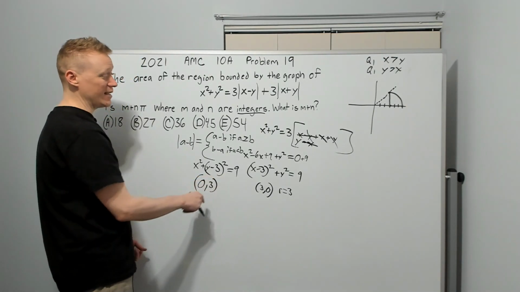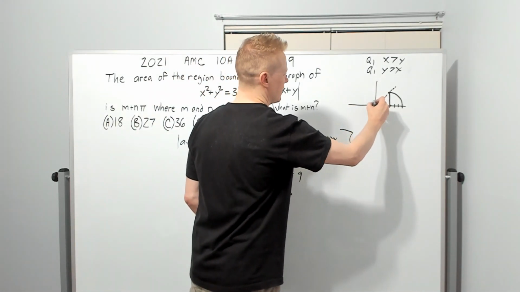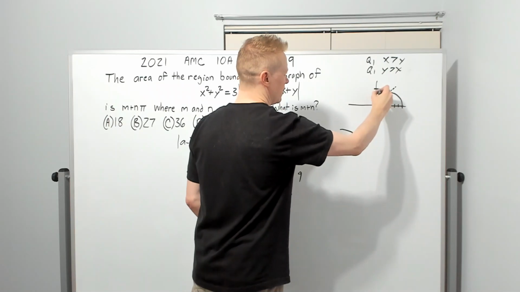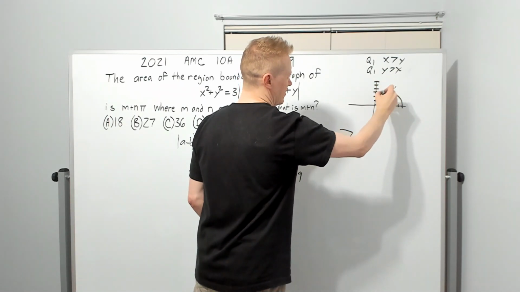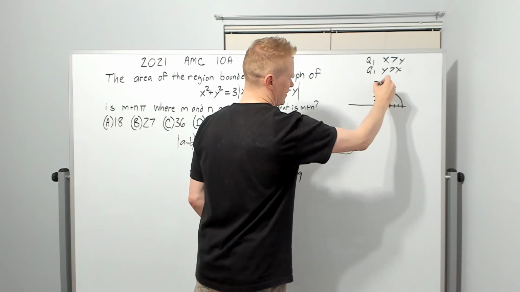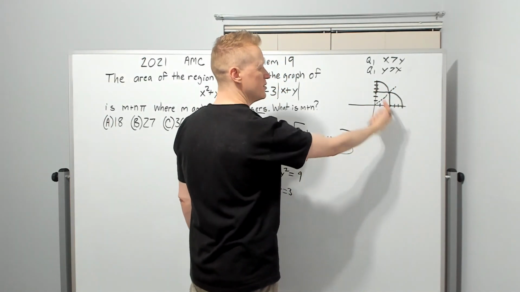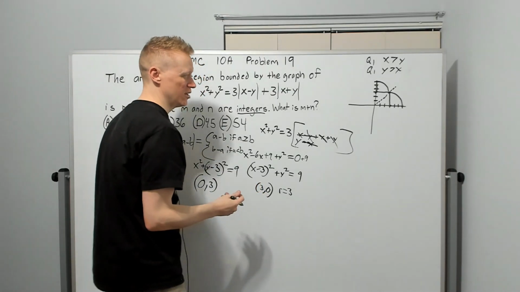And then the radius is still 3. So we go up here, 1, 2, 3, and there's our center. We go up 3 and over 3. Oh, look, that looks like a quarter circle. And you've got the triangle here because that would be included also.